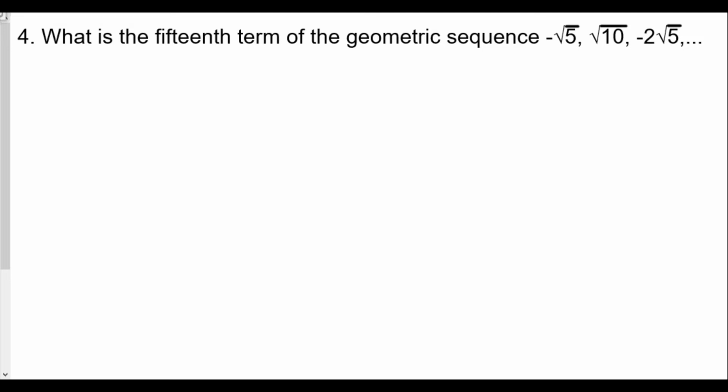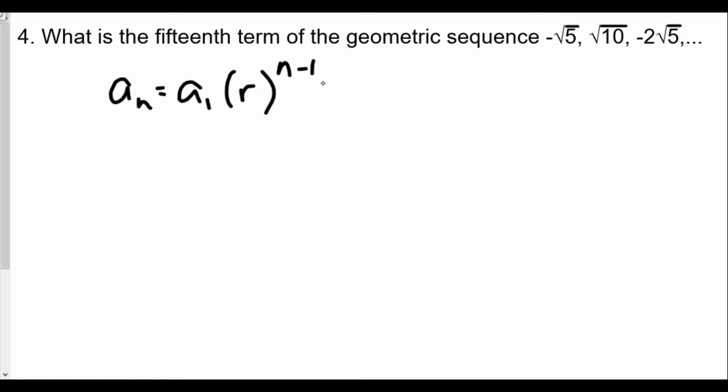Some of you are kind of freaking out a little bit because you're saying, oh my goodness, we're having square roots, radicals, it's frightening. Hopefully it's not so much. Now, to find the nth term of a geometric sequence, we use the formula a sub n. Again, it's a different formula from arithmetic because it's a different type of sequence. a sub n equals a1 times r, the common ratio, raised to n minus 1.